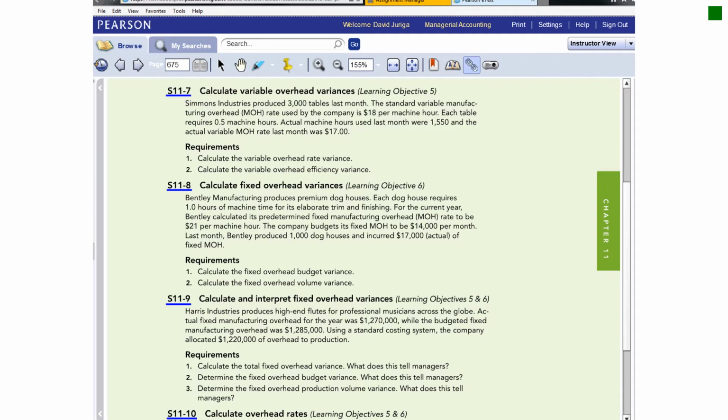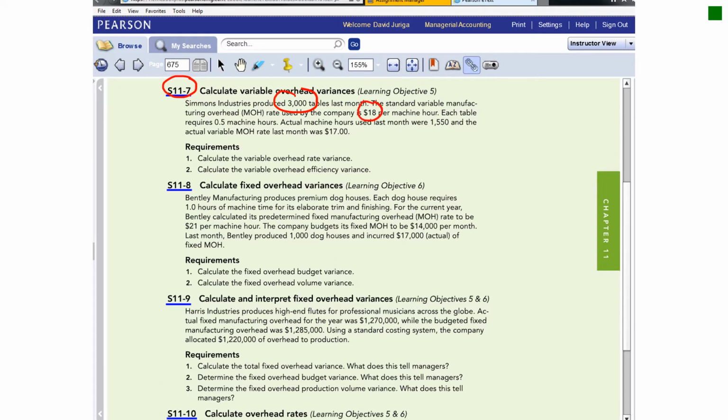All right, the next exercise I'm going to walk you through is short exercise 11-7. This is going to be on how to calculate variable overhead variances. And so what we have here is the Simmons Industries. It tells you that they produced 3,000 tables, so we're going to need that production number for our standard quantity. It tells you that the standard variable overhead rate is $18.